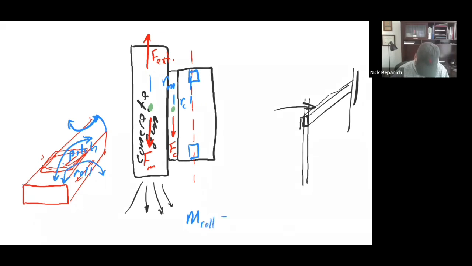And that roll moment, in its simplified form, is just F sub m times R sub m, right? Force times distance gives you a moment. And that moment would be newton meters, foot pounds, inch pounds, some sort of torque. It's putting a torque on this.